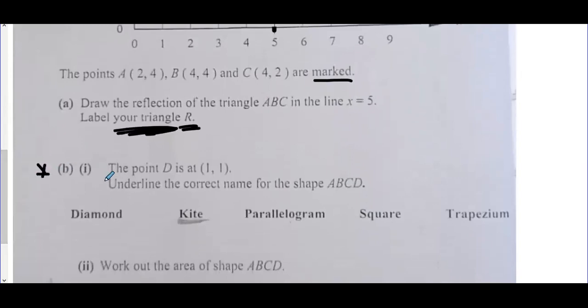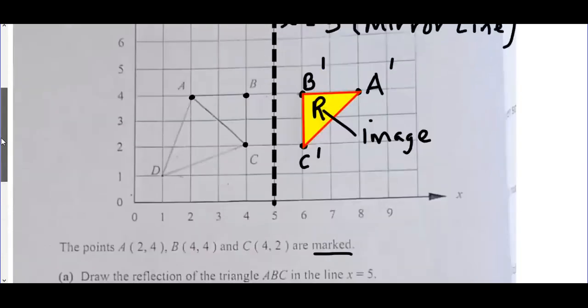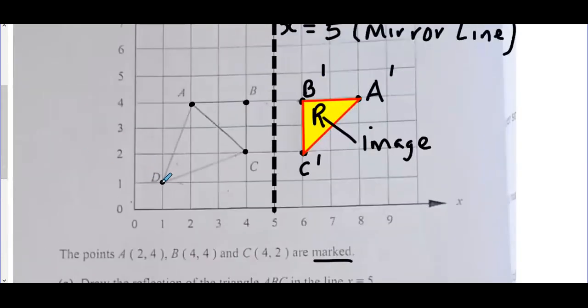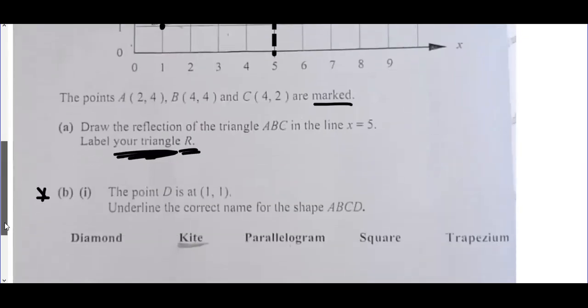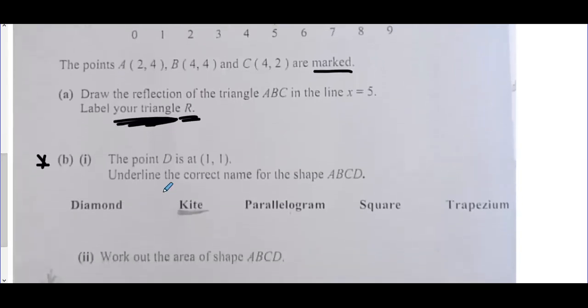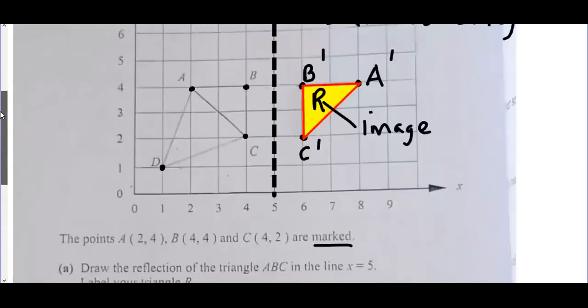Then there's this question here, Roman 1. The point D is at 1,1. Point D is at the coordinates 1,1. Okay, and then the question is, can you underline the correct name for the shape ABCD?